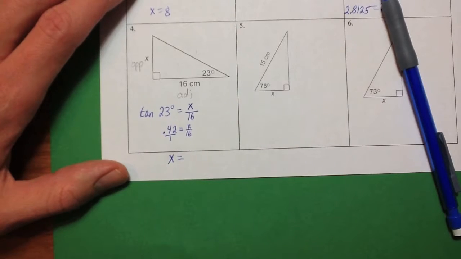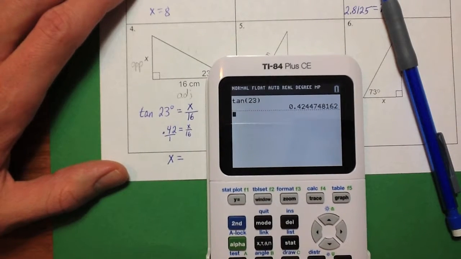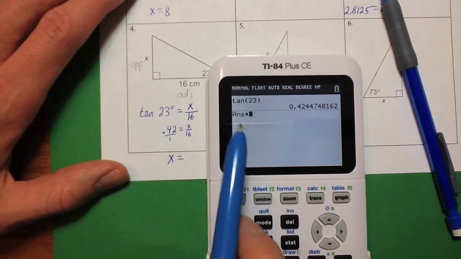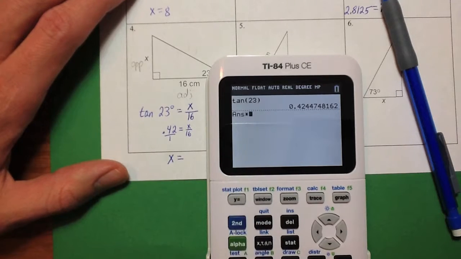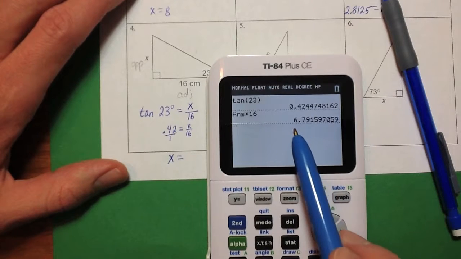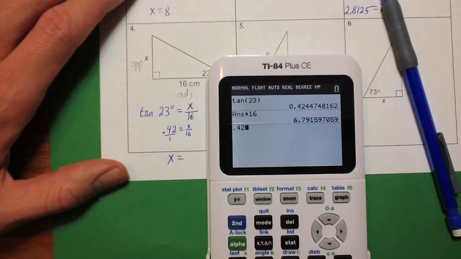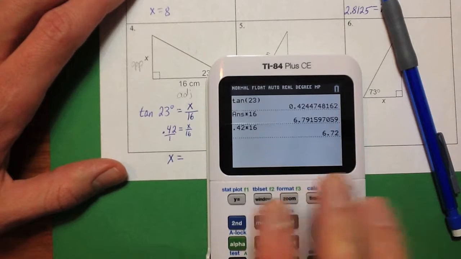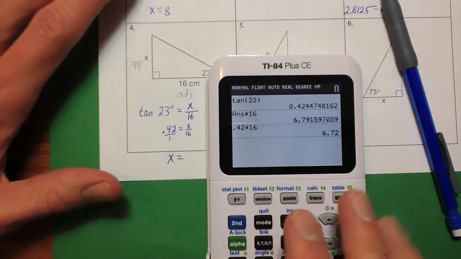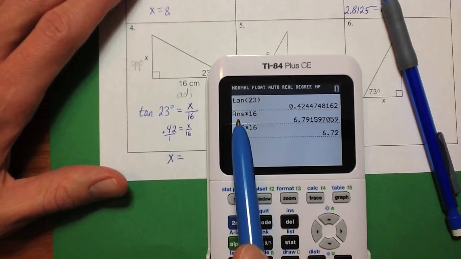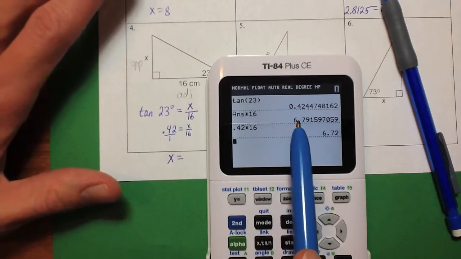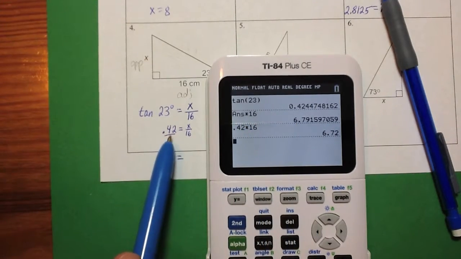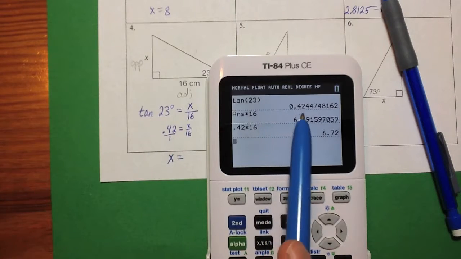0.42 times 16. I'm going to do it the easy way. I'm going to press times, and it pulls up the last answer, times 16, and it gives me 6.79. If I do 0.42 times 16, I get 6.72. There's going to be a slight difference if you carry the entire answer with you than if you round it off. I'm going to probably write the abbreviated version, but carry the long one with me.